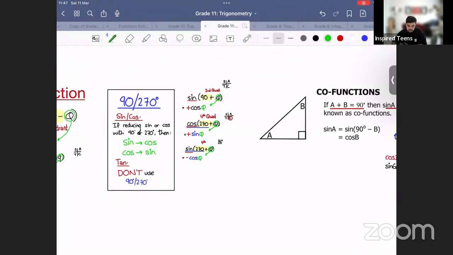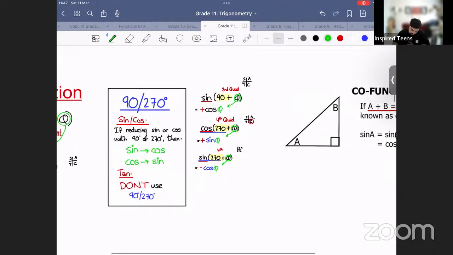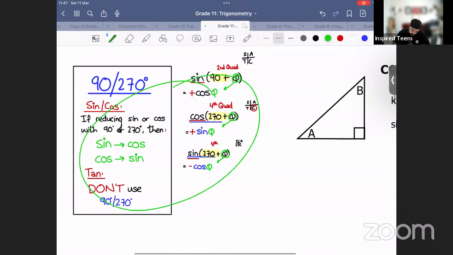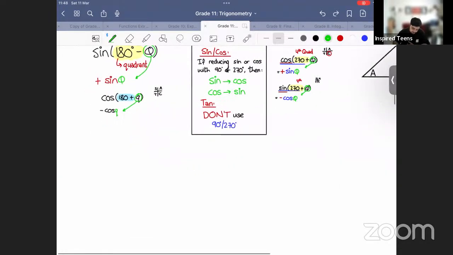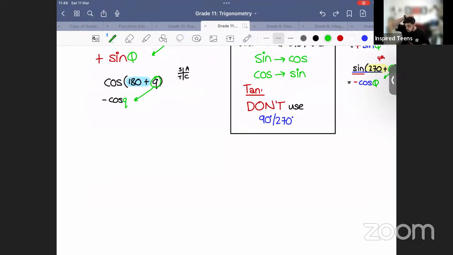Okay, I hope it's making sense so far. So that's the 90 to 270 rule. Obviously, there's nothing to do for 180 and 360 because we just can't use 90 and 270. All right, let's do the next exception. Let's do negative angles. Is there anything else? Okay, let's just do one example with tangent, just so that it doesn't feel left out.